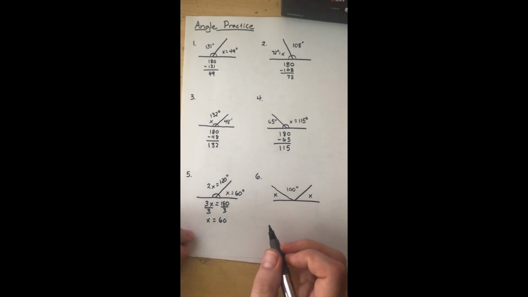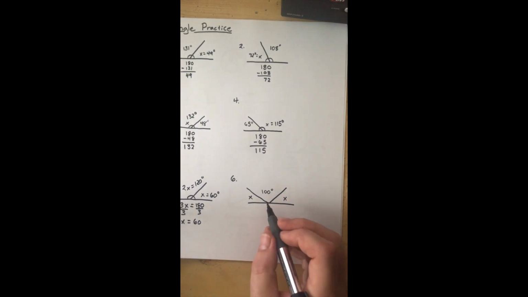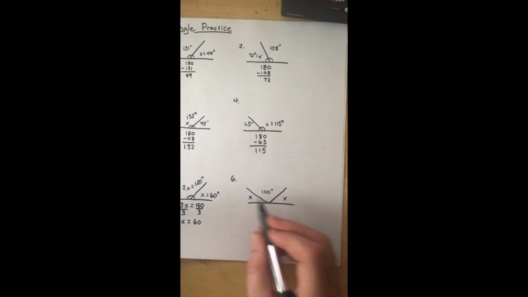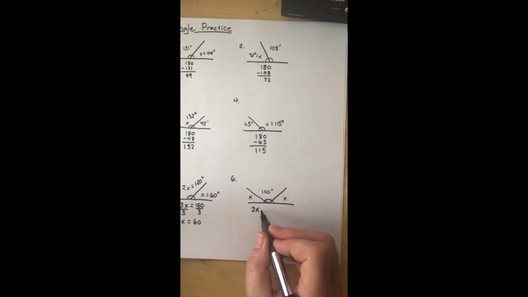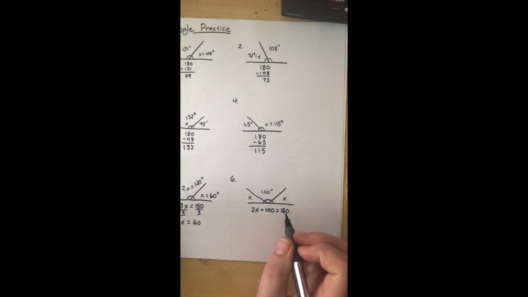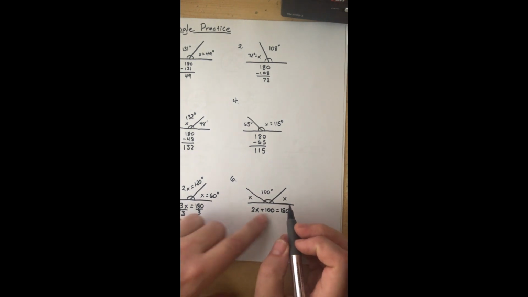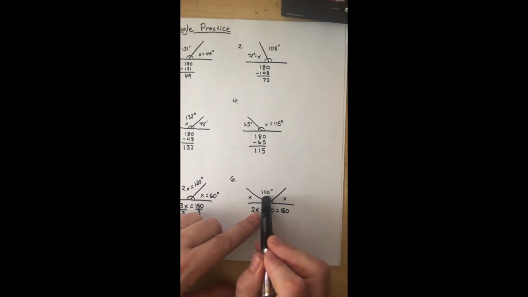Okay, that was tricky. Looking at number 6, this gets even more complicated. I've got 2x plus 100 degrees, and I know that it totals up to 180. So I have 2 x's, and then I have 100 degrees right there equals 180. Now, I probably wouldn't do this in my head. I would think, well, if I've got 100 here, I take the 100 away from 180, leaving me with 80.